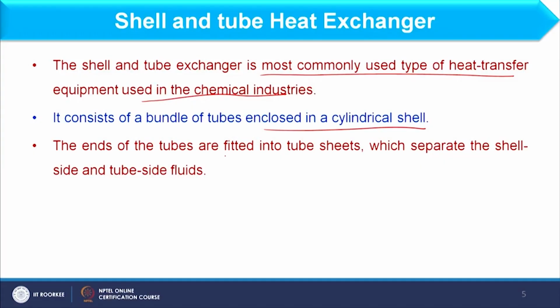So, the ends of the tubes are fitted into a tube sheet which separates the shell side and tube side fluids. Okay. So, what happens over here is that we have to separate the fluid available on the shell side from the fluid available on the tube side, and that separation is done through the tube sheet. Okay. The tube sheet has two purposes. First, it lets the tubes be inserted into it.